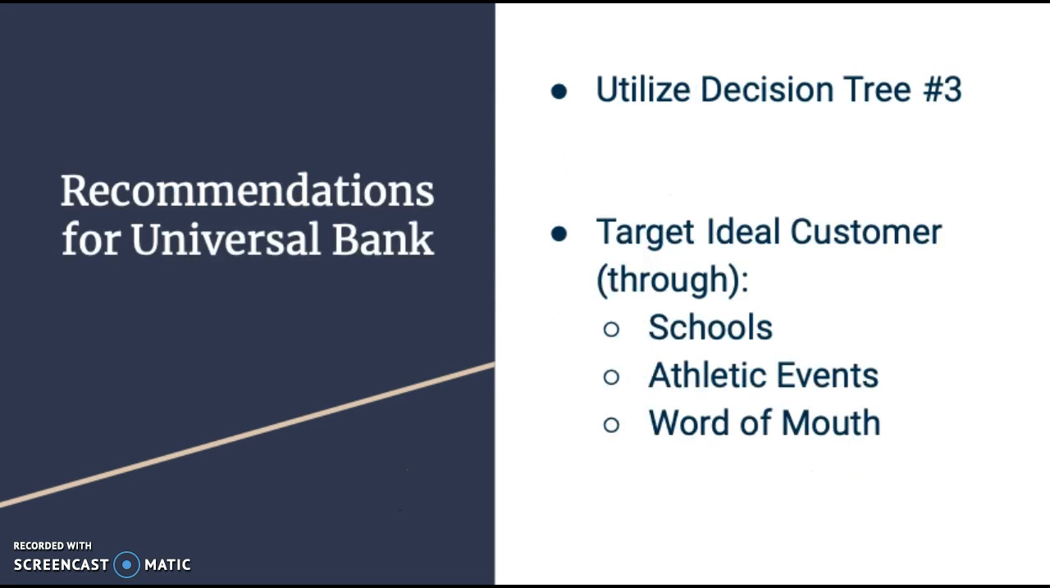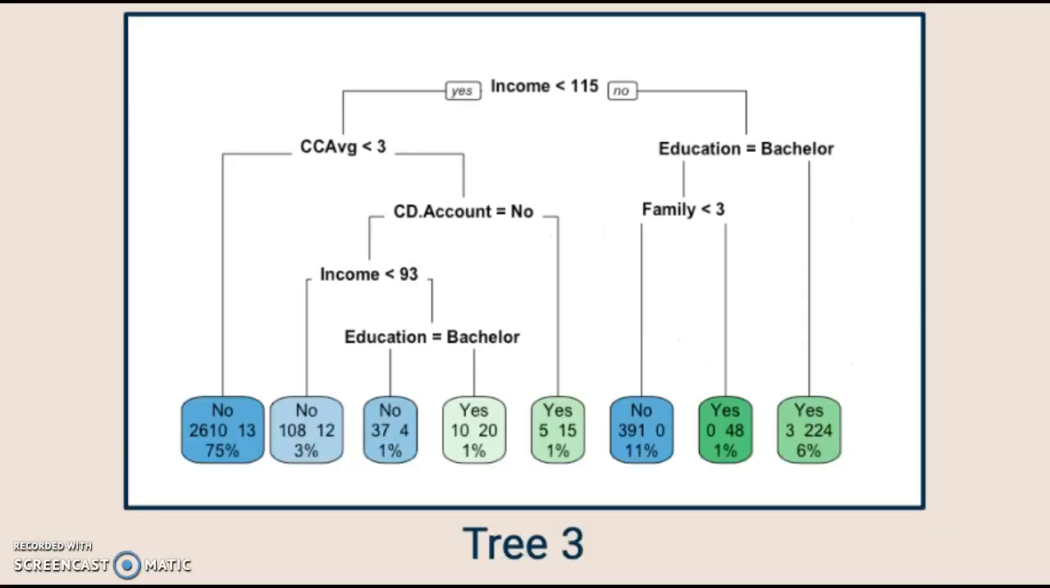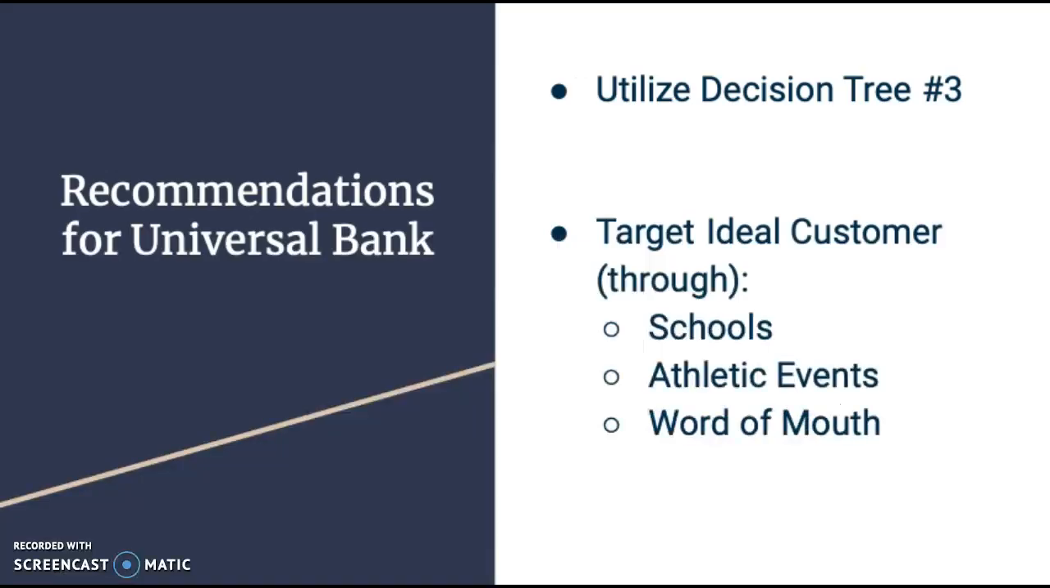Recommendations for Universal Bank is that I would recommend utilizing decision tree number 3, which is this tree, to help predict whether or not a customer will accept a loan. By doing so, they can then target the ideal customer, which, as I mentioned earlier, is an individual who makes over $100,000 a year, has graduated college, and has an immediate family of 3 or more family members. Another great tactic to target these type of customers is by attending school functions.